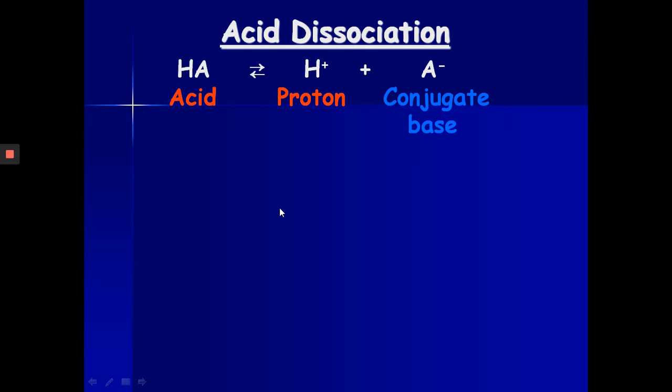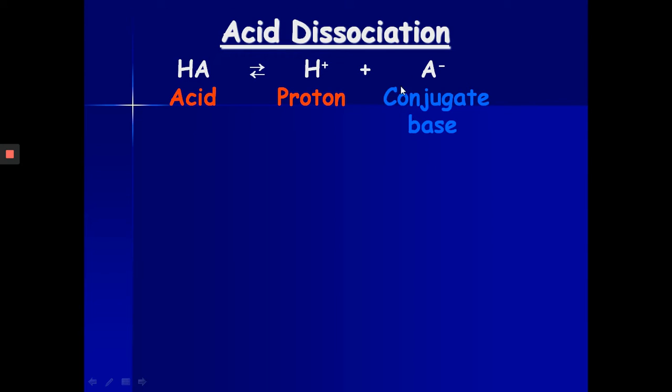Acid dissociation. Whenever an acid, which has a basic form like this, hydrogen in the front followed by the anion, which could be monatomic or polyatomic, dissociates, it's going to form the proton, which is a hydrogen plus, and then you have a conjugate base. Now this anion, which lost the hydrogen after the acid dissociation, is also called a conjugate base.